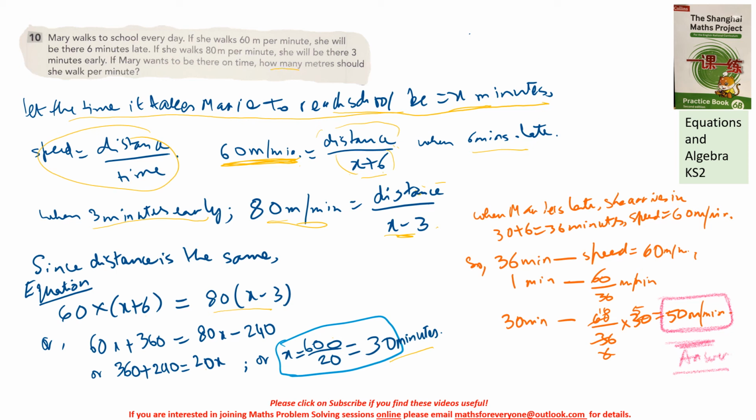We have to find the speed. This is the speed, how many meters per minute. So how do we find the speed? To find the speed, we will need the distance, and we do not know the distance. So there's a way to do it.